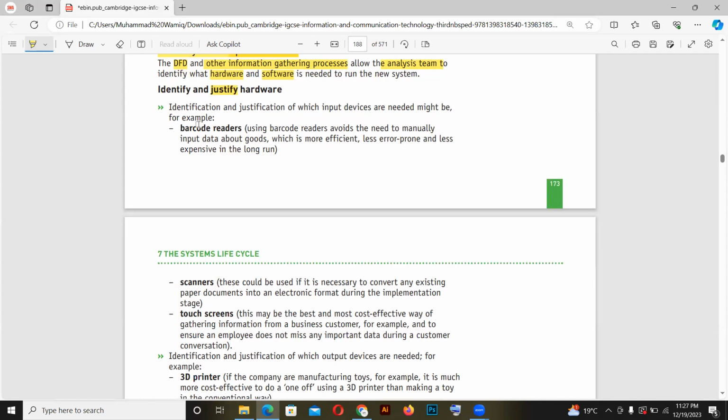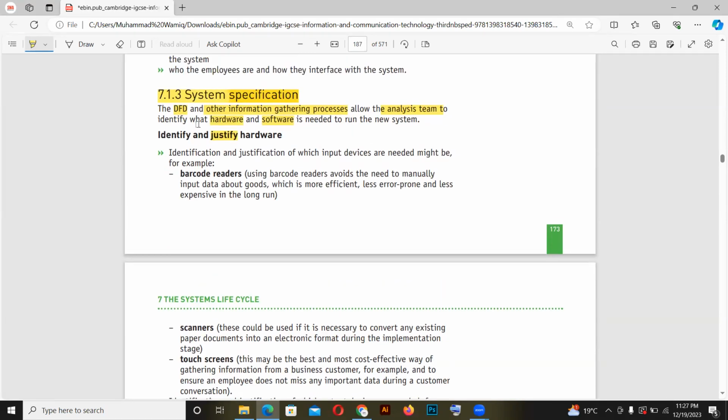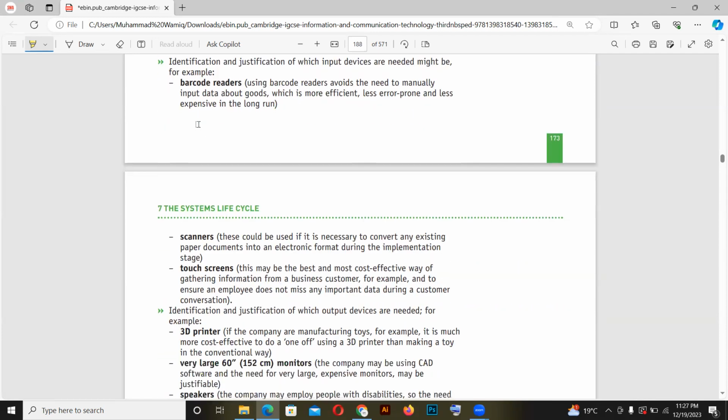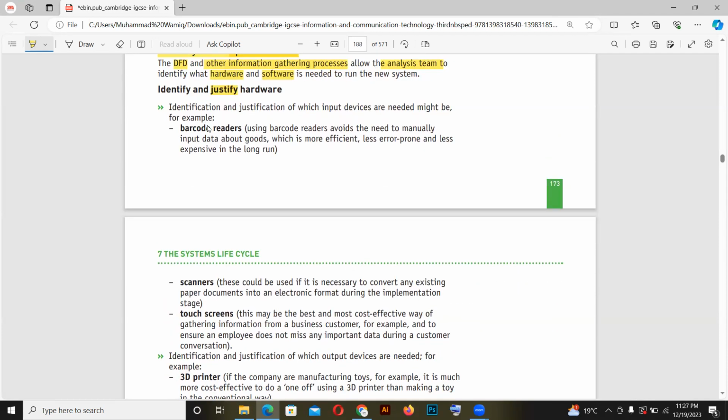So this basically happens with the help of software and hardware, and the identification of software and hardware also falls into your system specification. The data flow diagram can also help your analysis team understand what the hardware should be. First of all, I can discuss barcode readers and their primary responsibility. Using a barcode reader avoids the need to manually input data about goods, which is more efficient, less error prone and less expensive in the long run.